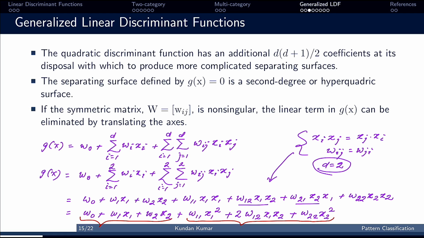So how many terms do we have? We have 1, 2 and 3 terms. So that's why we conclude that for a quadratic discriminant function we have the additional d into d plus 1 divided by 2 coefficients. Here we have W11, W12 and W22. So these three additional coefficients when d equal to 2. If we put d equal to 2, then 2 into 3 divided by 2, so we have 3 additional terms.